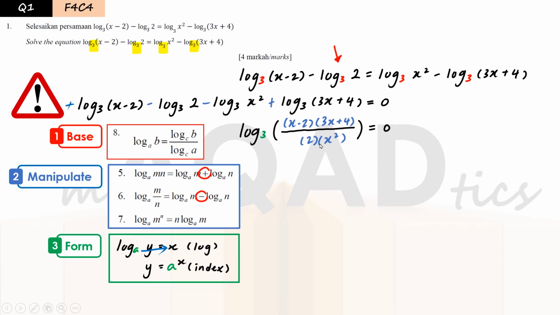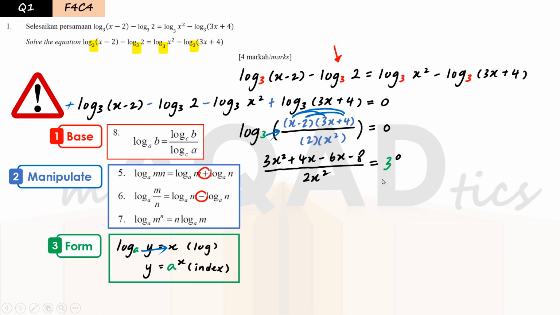So coming back here, same thing as well. This 3, I'm going to push it to the other side. So on the right side, it will be 3 to the power of 0. Very simple. We just push the base value to the other side. So here, if you want to simplify, again, we need to cross multiply: x multiplied with 3x, x multiplied with 4, negative 2 multiplied with 3x, negative 2 multiplied with 4. The denominator here is 2 times x squared, so here is 2x squared.